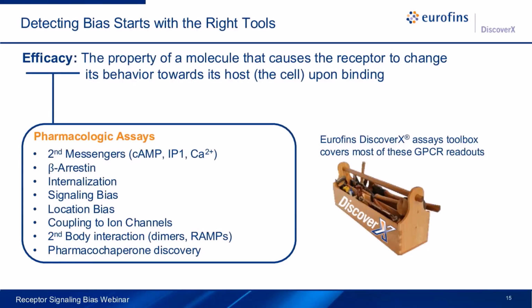So just a few examples when I talk about assays, the kinds of signals that we can quantify: second messengers, cyclic AMP, IP1, calcium, beta-arrestin, or various behaviors of receptors, internalization, going to various parts of the cytosol, interacting with RAMPs. Just about anything that the receptor can do that a compound can modify, we can measure and we can capture bias.